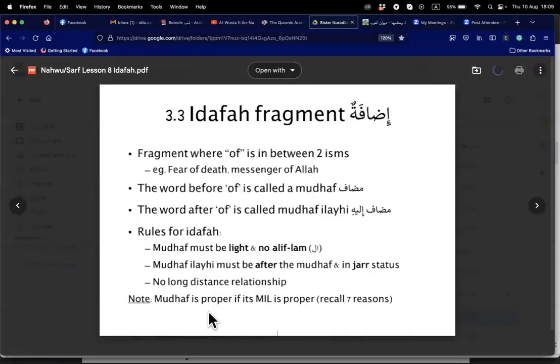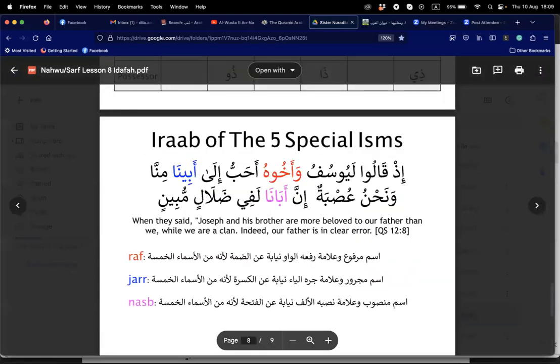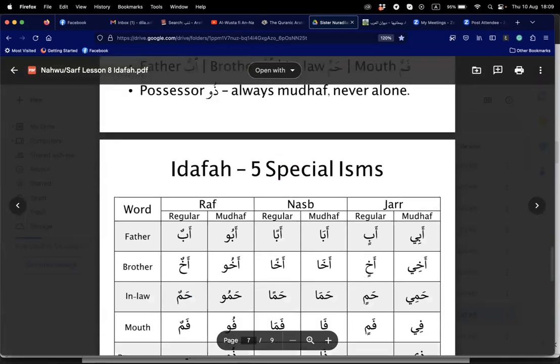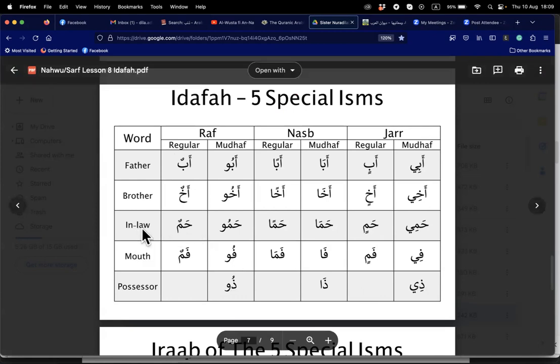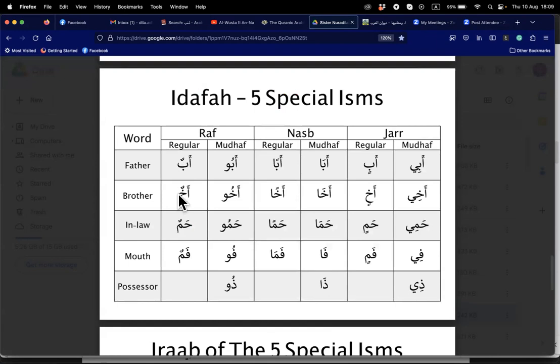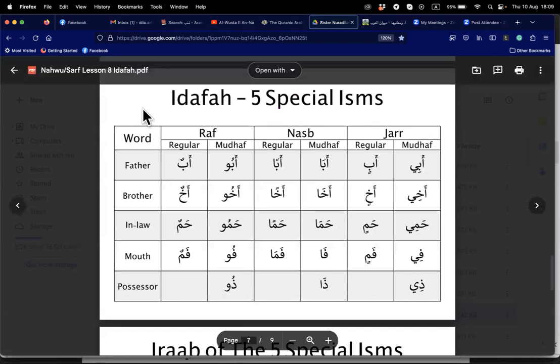Okay. So if you want to revise this topic, we go to idofah. At the end of idofah, we talk about the 5 special ism. Remember that? So Aba, this one, you have to remember the word abun, as in Abba, father, and brother, especially in the Quran. The rest is not so common. And Zu, of course, Zazi. These two are not so common, so that's fine. But whenever you see the word Abun, Ahun, Zu, Zazi, you should think of these 5 special isms.